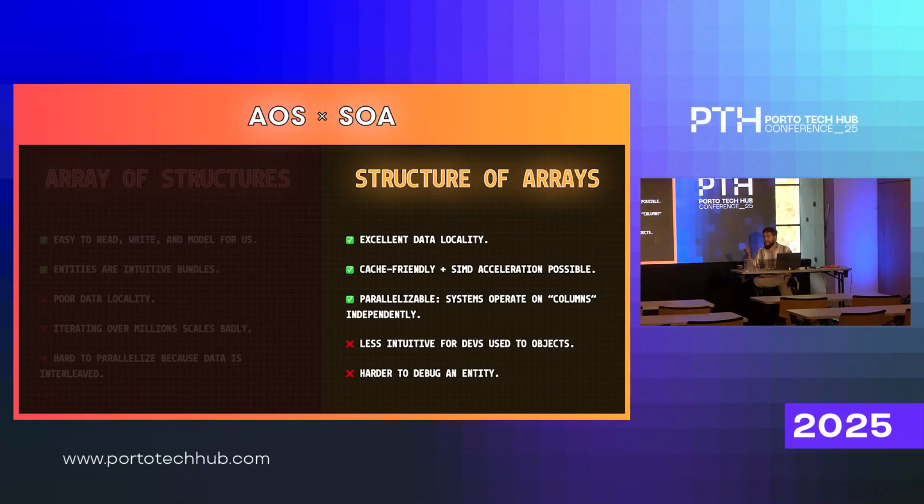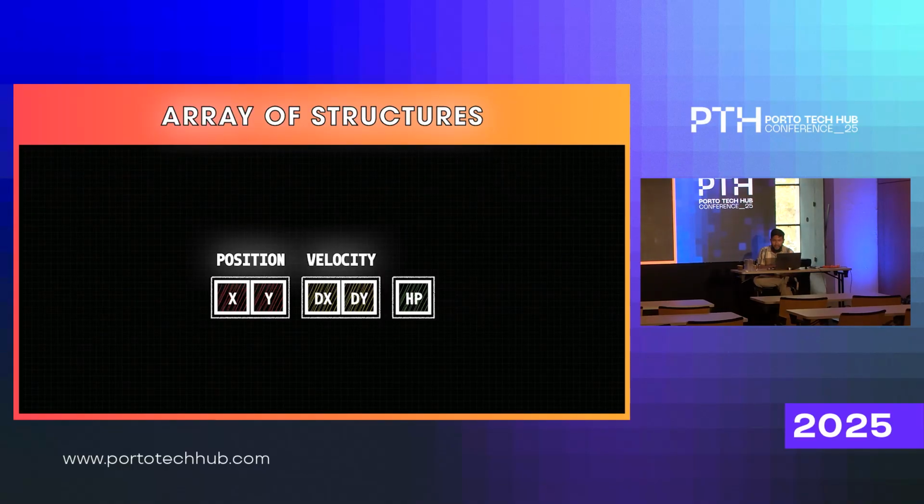I saw some faces when I showed the second code. I was like, why are you doing those 3 separate arrays? It makes 0 sense. So it's less intuitive, and yes, depending on how seasoned we are with this mental model, it can be even harder to debug. But let's see why.